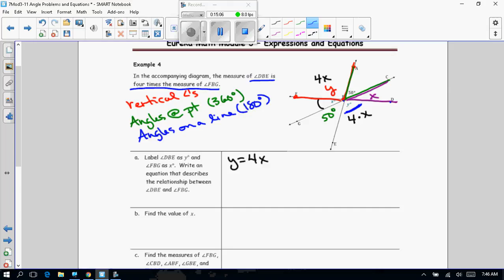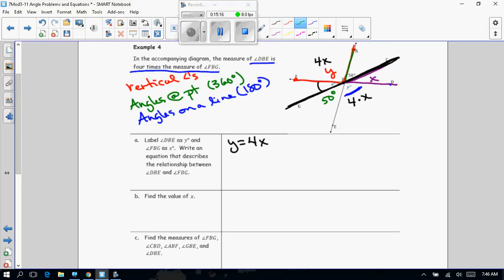I see angles on a line, so I'm going to do that one. I'm actually going to go right here. This is the line I see. Doesn't matter which line you actually see, you're going to have the same numbers as me. So I'm going to use those. So I have x plus 4x, because I know that that's the y, plus 50 equals 180 degrees. But if you didn't see that, you would have another x and another 4x and another 50 and have it equal 360.